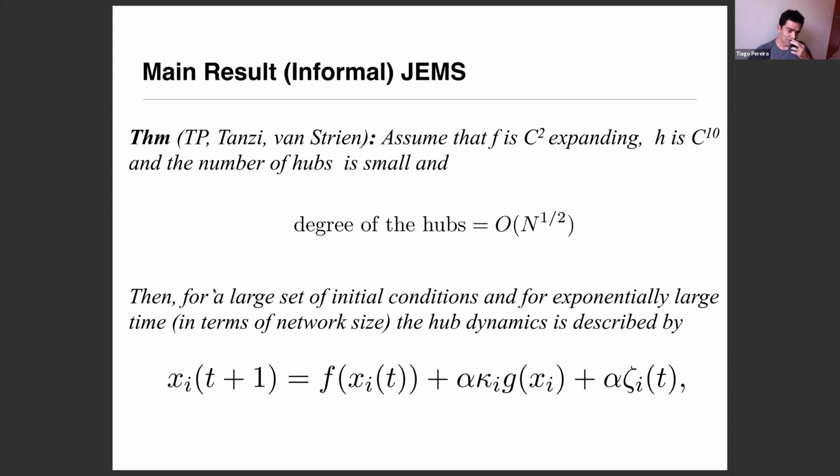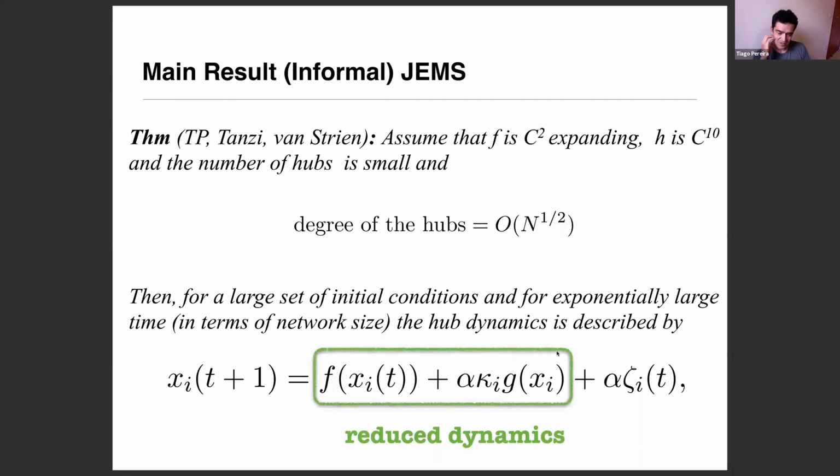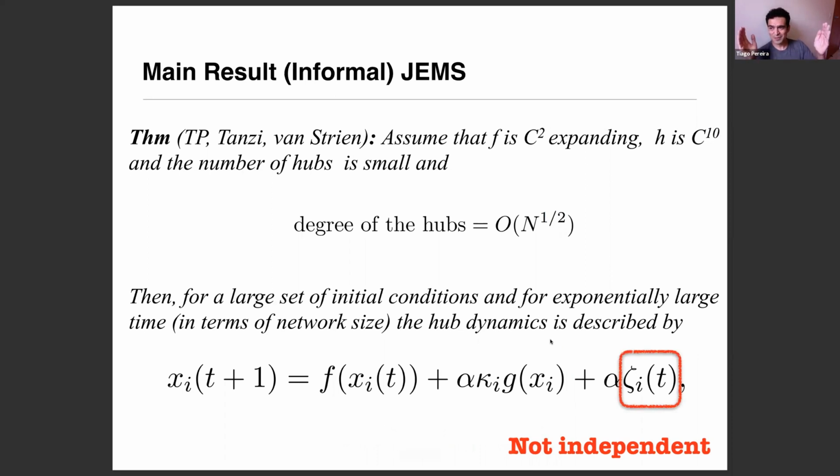Then you can prove the following: for a large set of initial conditions and for exponentially large time in terms of the system size, the hub dynamics can be described by this equation. We call this green part the reduced dynamics, and we can compute everything that appears there. We can compute kappa and G in terms of some ergodic properties of the system. And this term, for this exponentially long time, is very small, with a very small C0. I want to treat this as noise. So I was able to do what I wanted in the beginning.